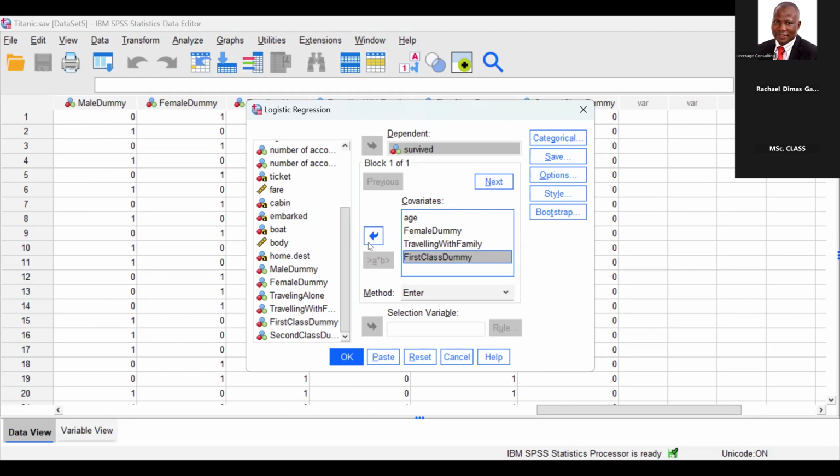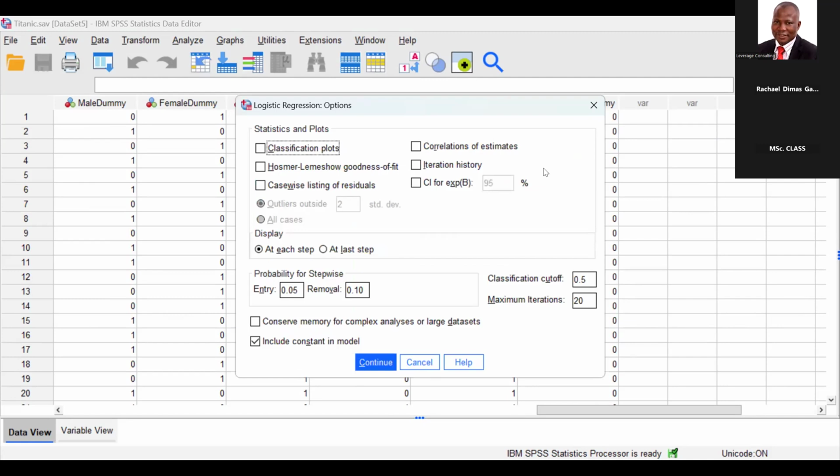Okay, let's run this. Before you say okay, click on Options so that you put a click on CI for Exp(B), the confidence interval for the exponential. Click on it. If you don't do it, I will not give you the 95% confidence interval. So continue and okay.